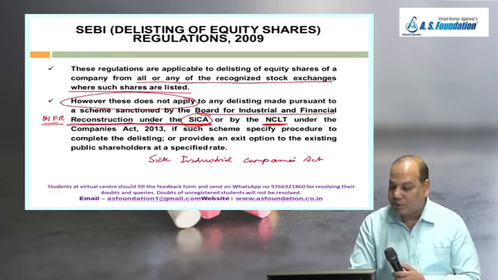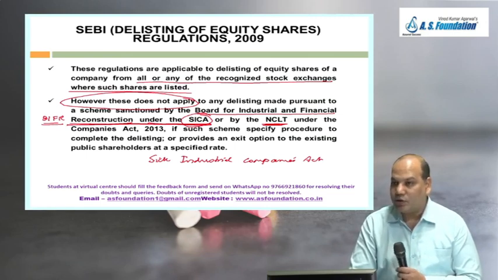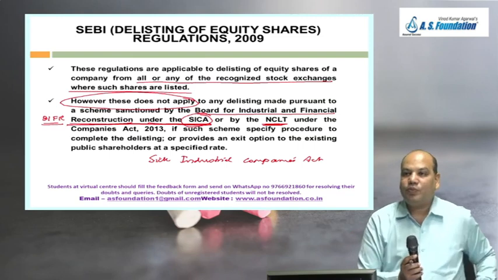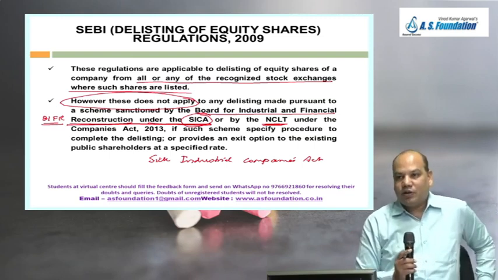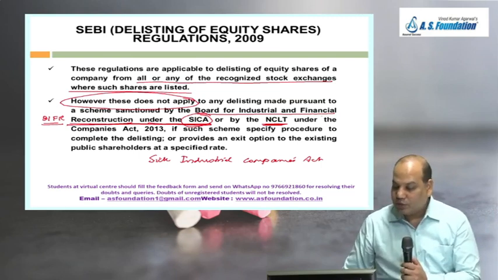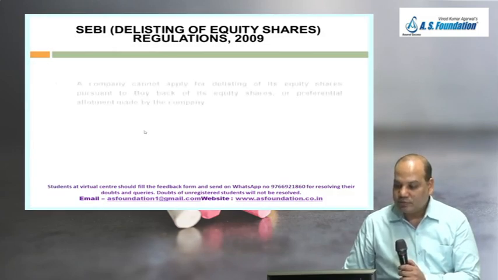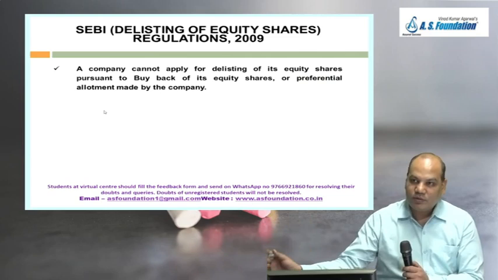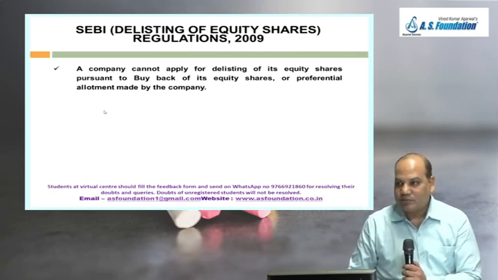If such a scheme specifies the procedure to complete the delisting or provides an exit option to the existing public shareholders at a specified rate, delisting provisions are not applicable to the delisting made pursuant to a scheme approved by the Board for Industrial and Financial Reconstruction under SICA or under NCLT. Those who want to exit can take the price and say bye bye.